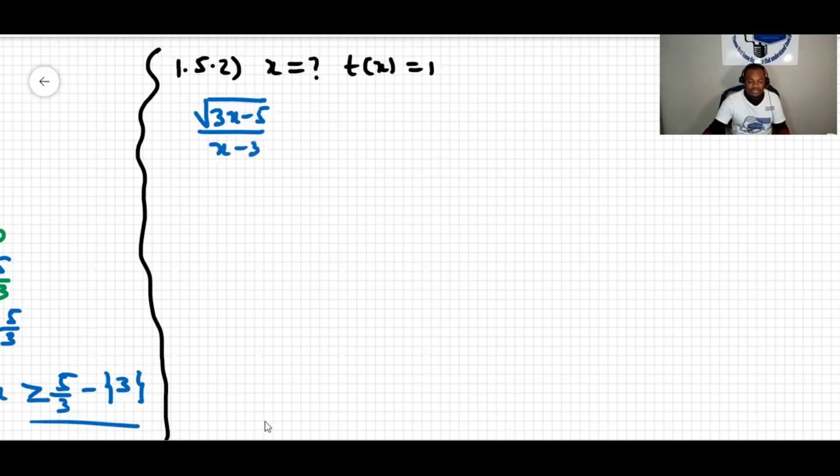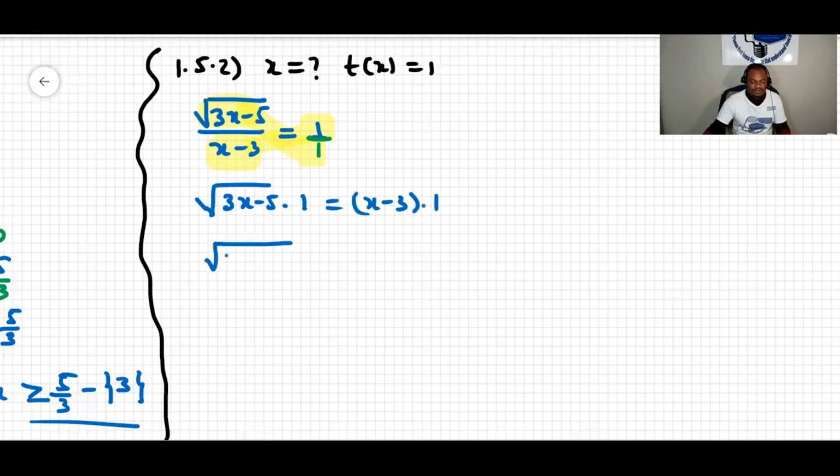Now the question implies that we set the equation equal to 1. We can use cross multiplication, because 1 is like 1 over 1. So if you cross multiply, we take this numerator times 1, and this denominator times 1. Then this will be square root of 3x minus 5 times 1 equal to x minus 3 times 1, which is just square root of 3x minus 5 equal to x minus 3.